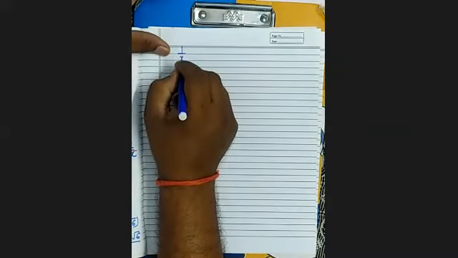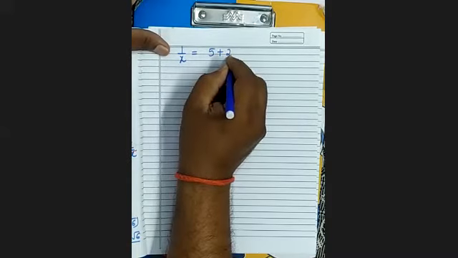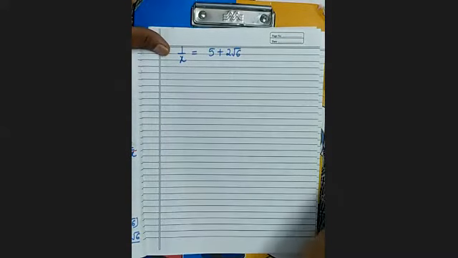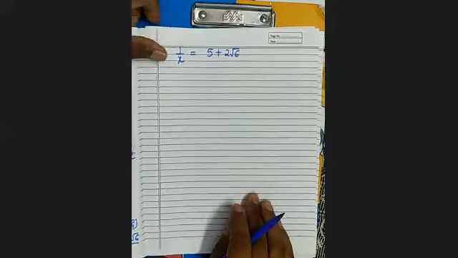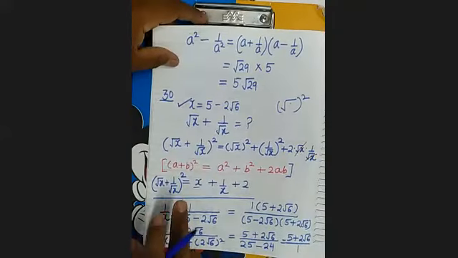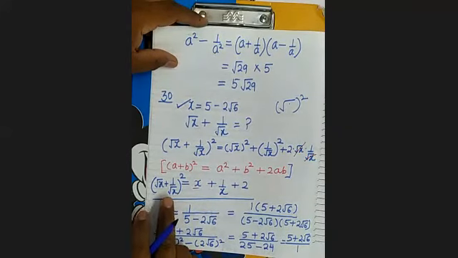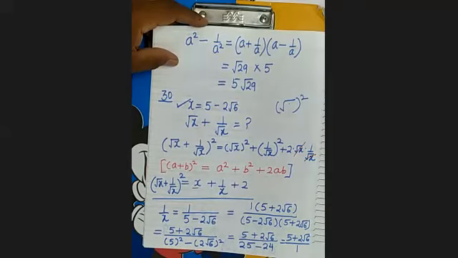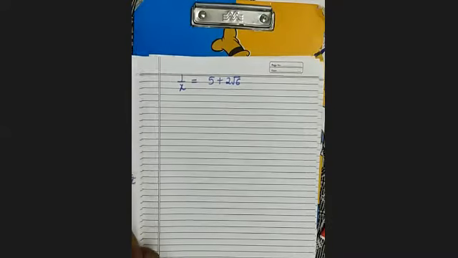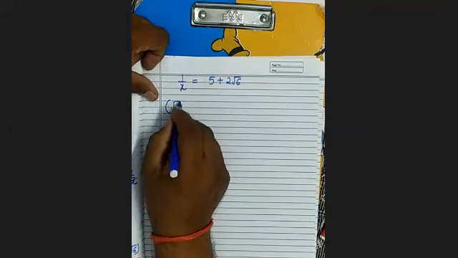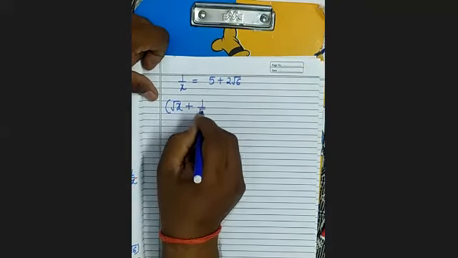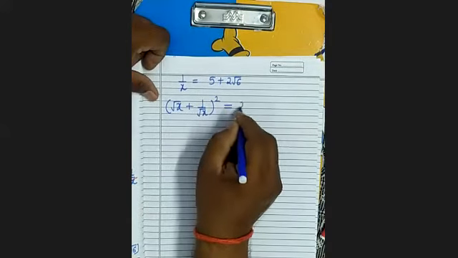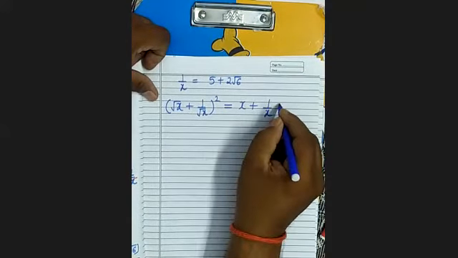So see here, we can write 1 upon x equals 5 plus 2 root 6. Have you understood? Yes, sir. So now you can find this value from here: (root x plus 1 upon root x) whole square. This is equal to x plus 1 upon x plus 2.